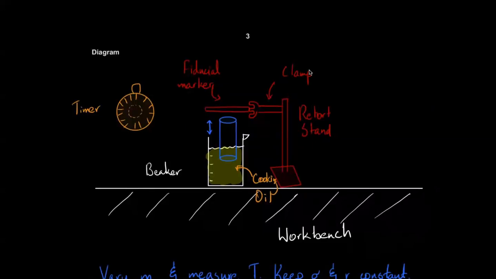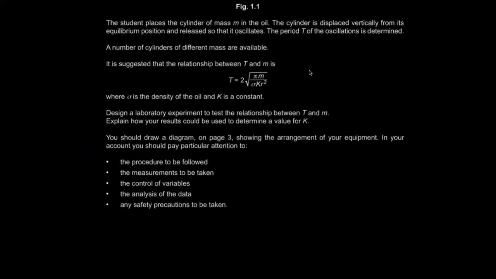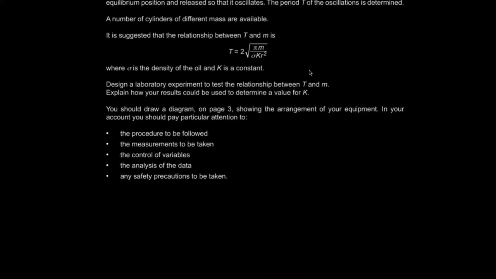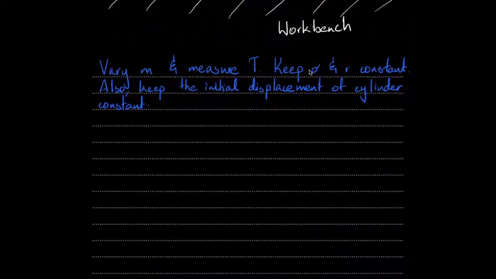So now I can talk about this. So let's say you've carried out this experiment. So for the plotting of the data, you would also need to measure the control variables, right? So we said that you can measure T using a stopwatch or a timer. And now you need to talk about measuring the mass of the cylinder, right? So for the mass of the cylinder, this is technically not a control variable, but again, you would have to measure it.